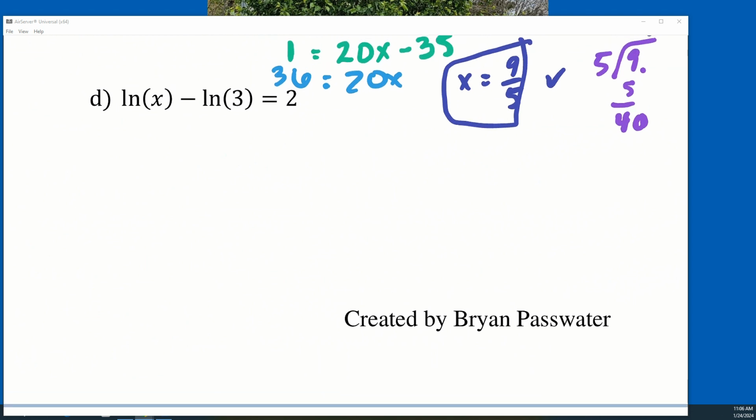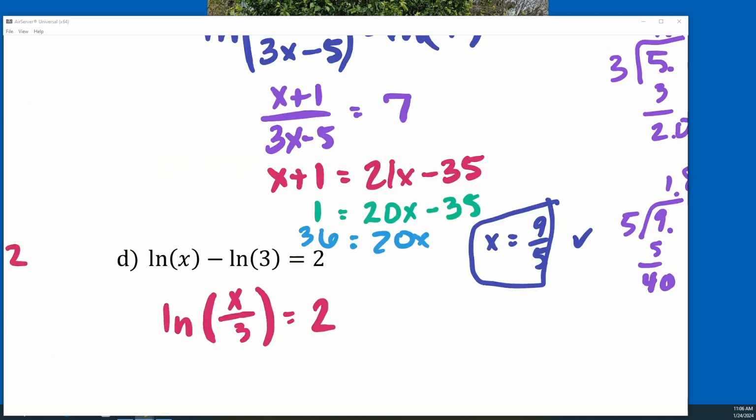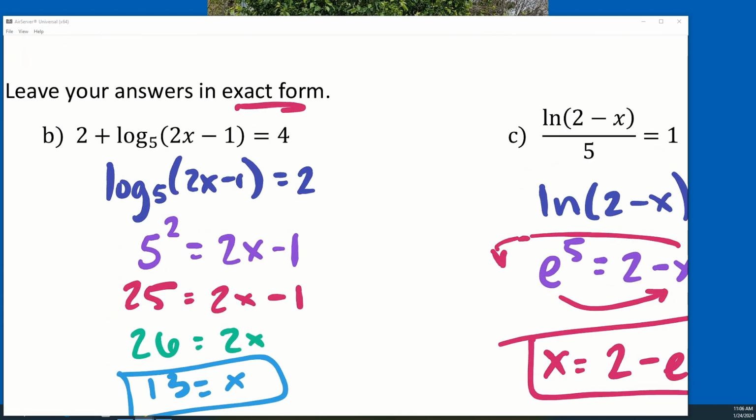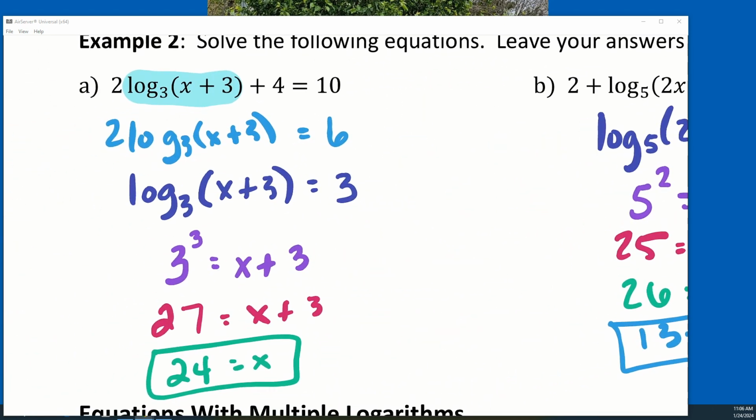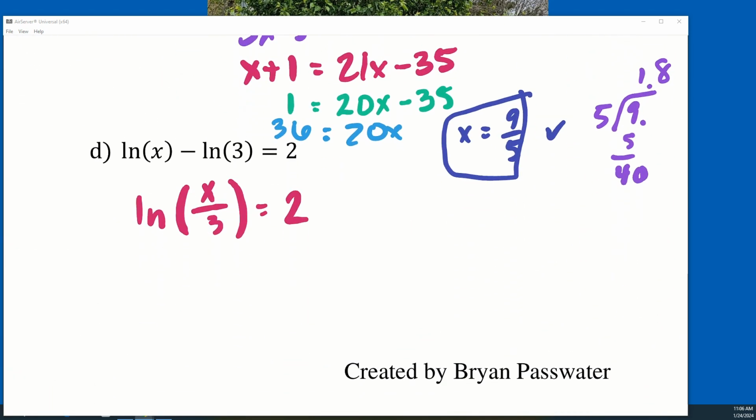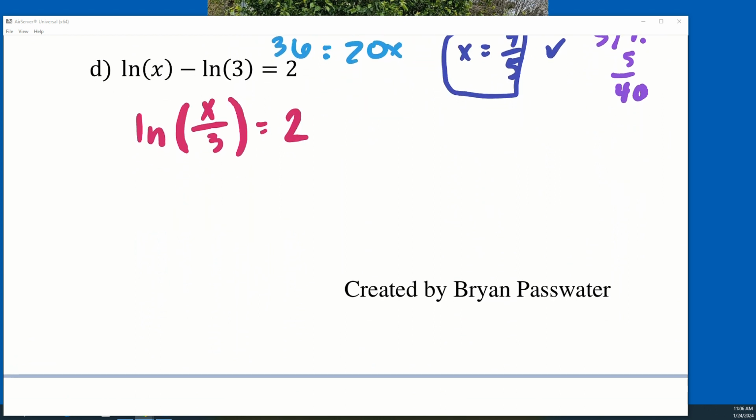Okay, let's look at D. So we're going to bring these together using division. So the natural log of x divided by 3 is equal to 2. And once we do that, this is very similar to what we did on example 2 up here. So once we have just log equals a number, we're just going to write it in exponential form. So what is the base of natural log? E. So this is e squared is equal to x over 3. And then to solve that for x, we would just multiply by 3.